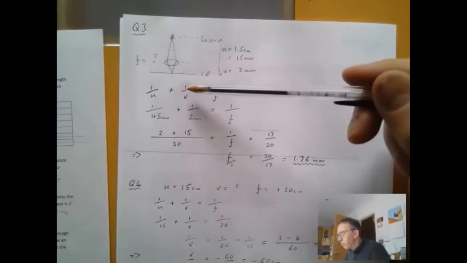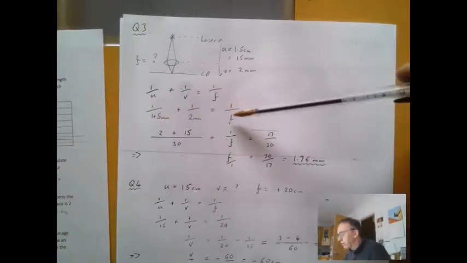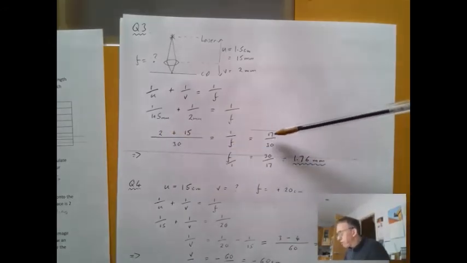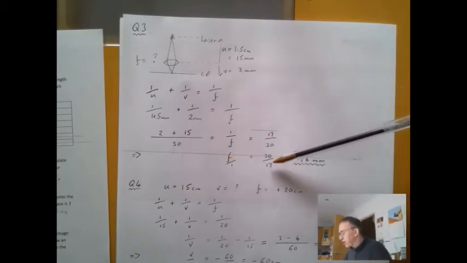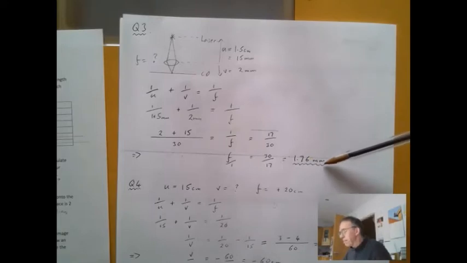We can apply the lens formula in this case. 1 over u plus 1 over v equals 1 over f. So 1 over 15 millimeters plus 1 over 2 millimeters equals 1 over f. That gives us 1 over f to be 17 over 30. We flip it and get f equal to 30 over 17, which is 1.76, and I worked in millimeters in that case.